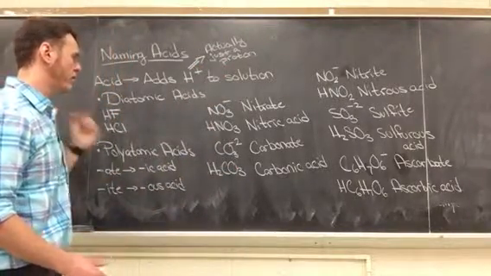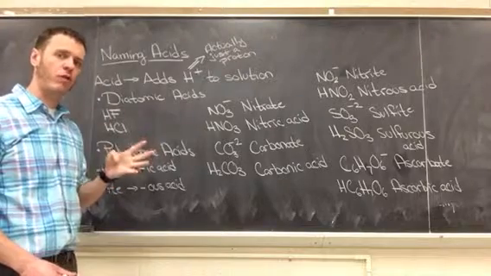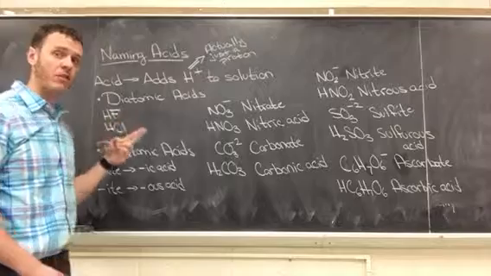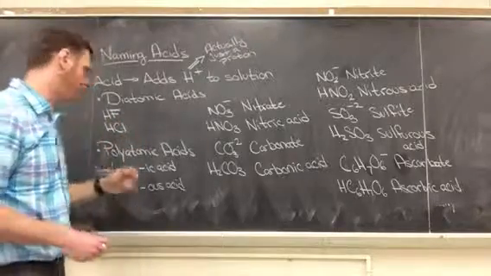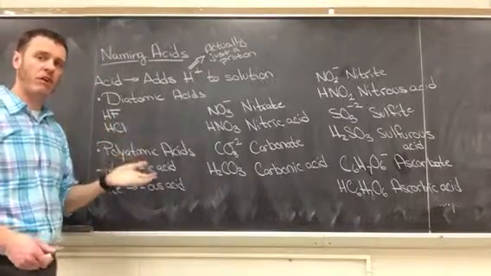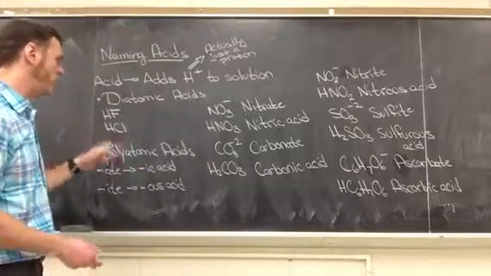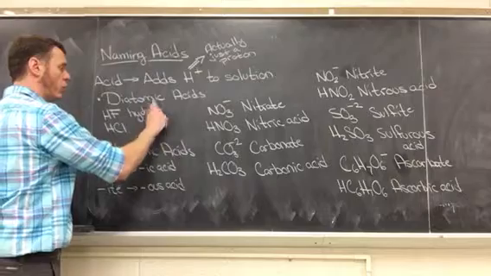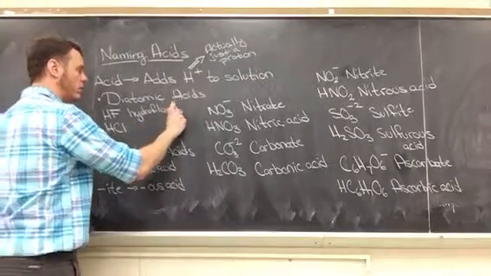So first we're going to talk about the diatomic acids, and there are 4 of those. We're going to talk about 2 of them that are very, very common, and then the other 2 we'll see if you can come up with on your own. All right? But the way we name them is very easy. HF, we have hydrofluoric acid.